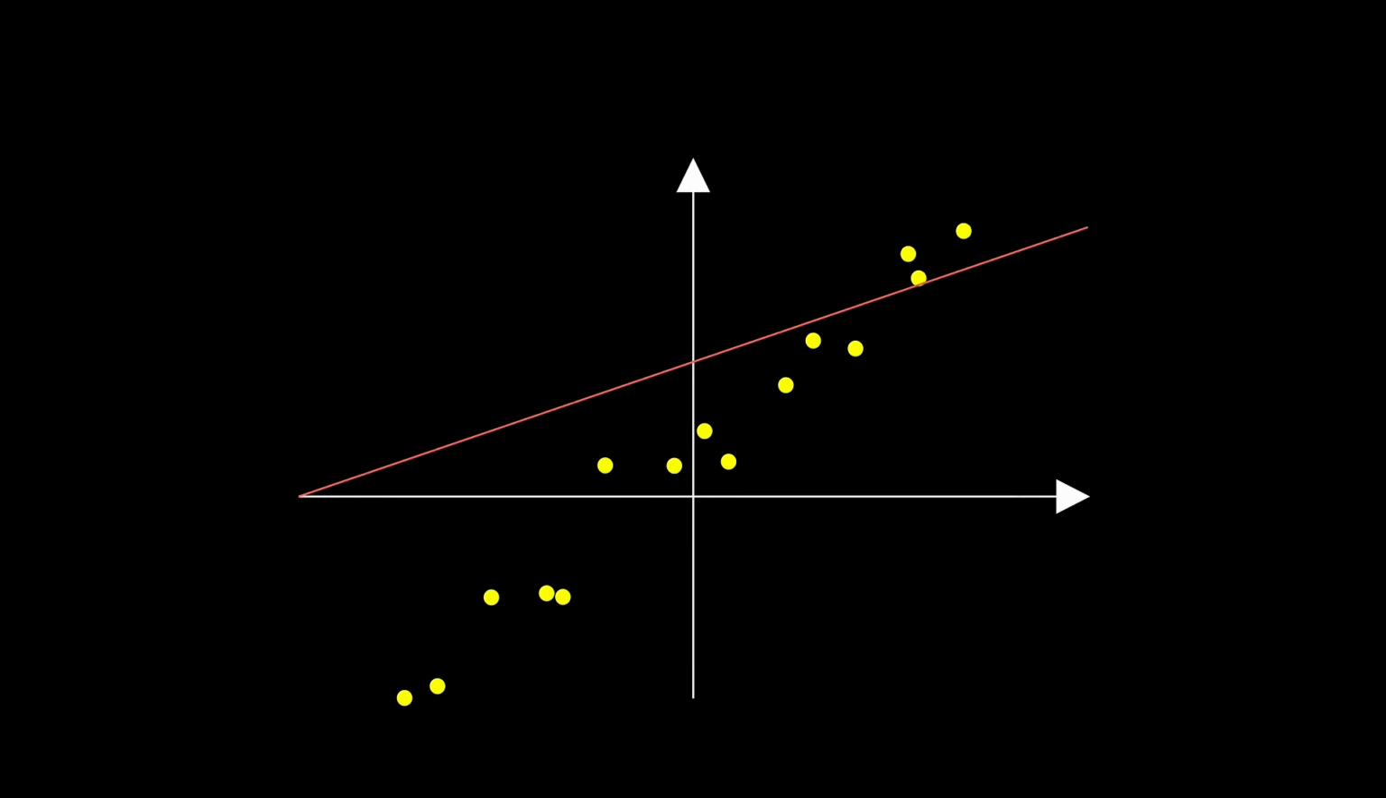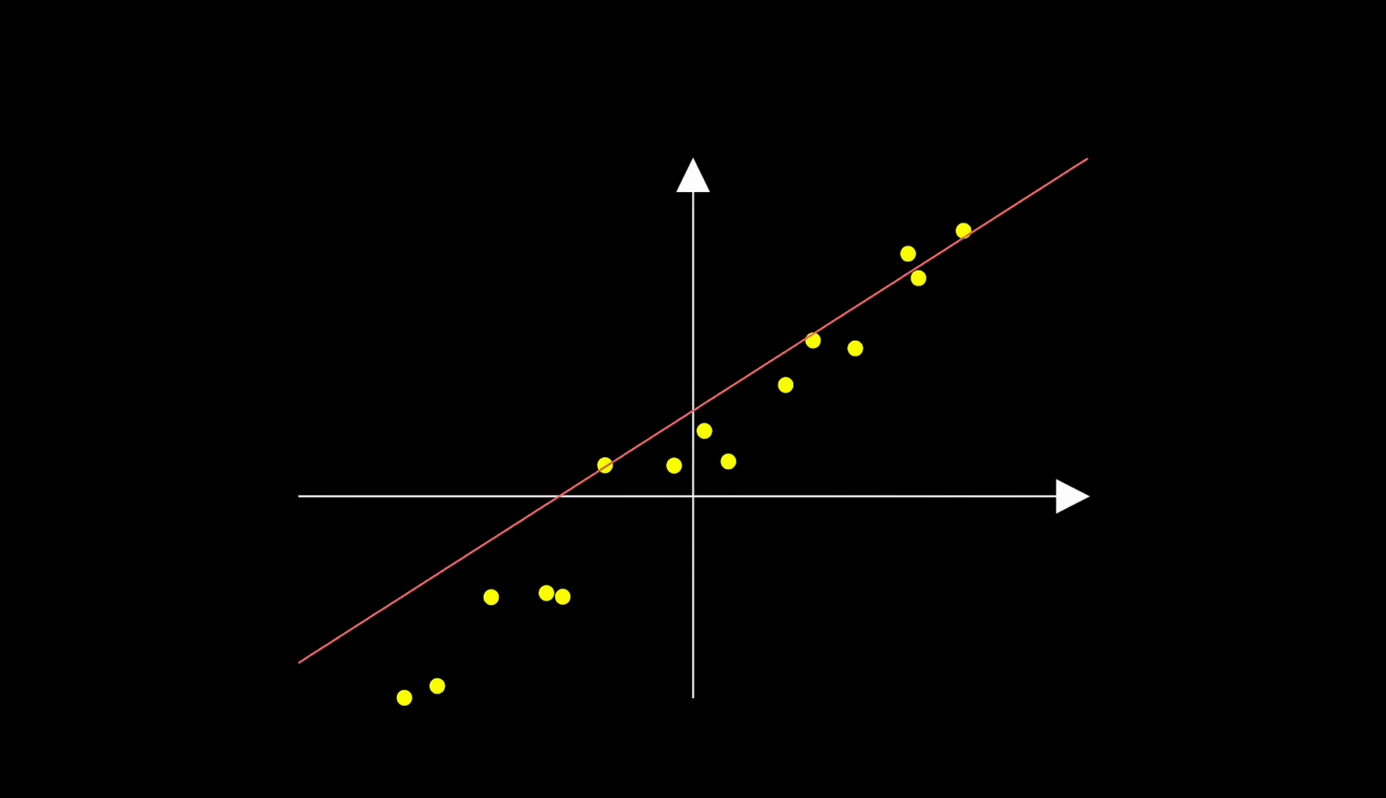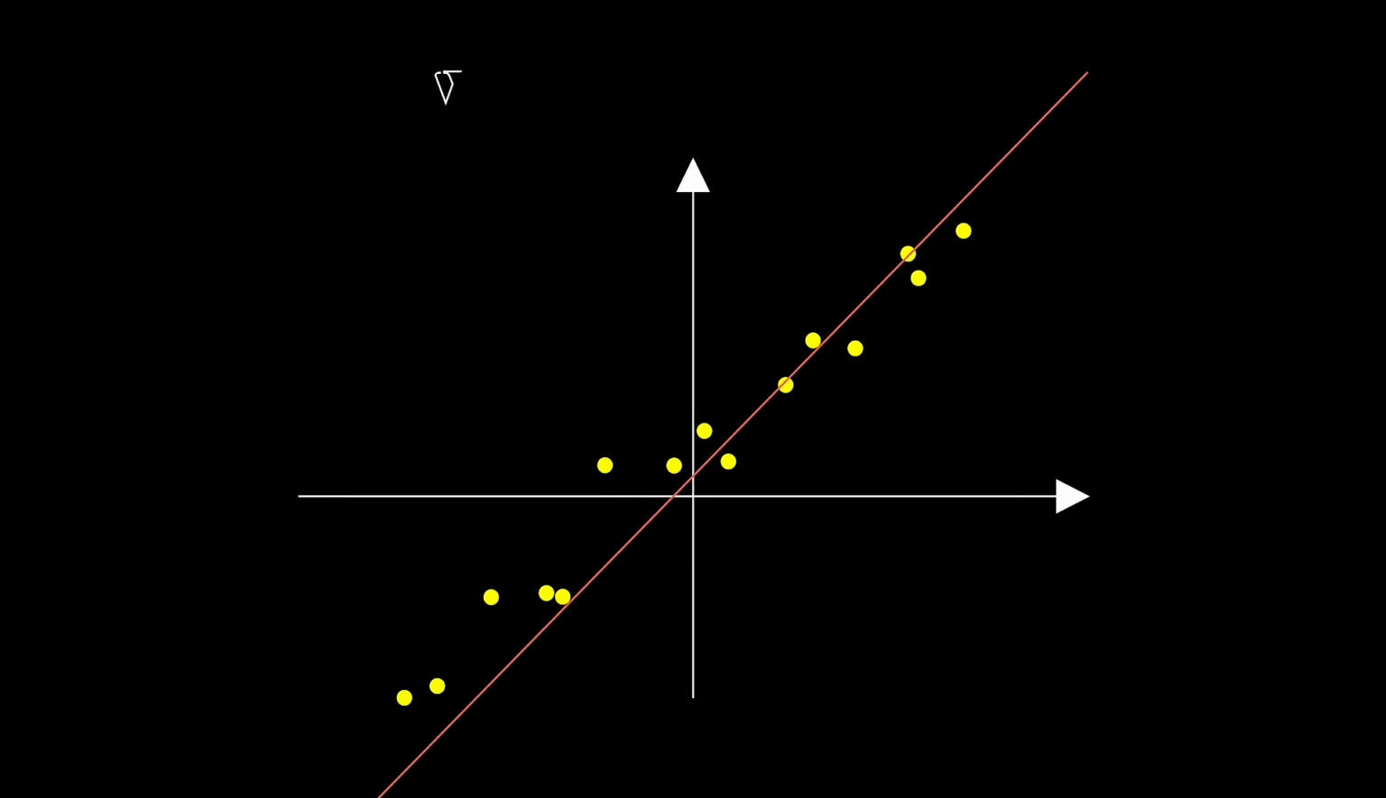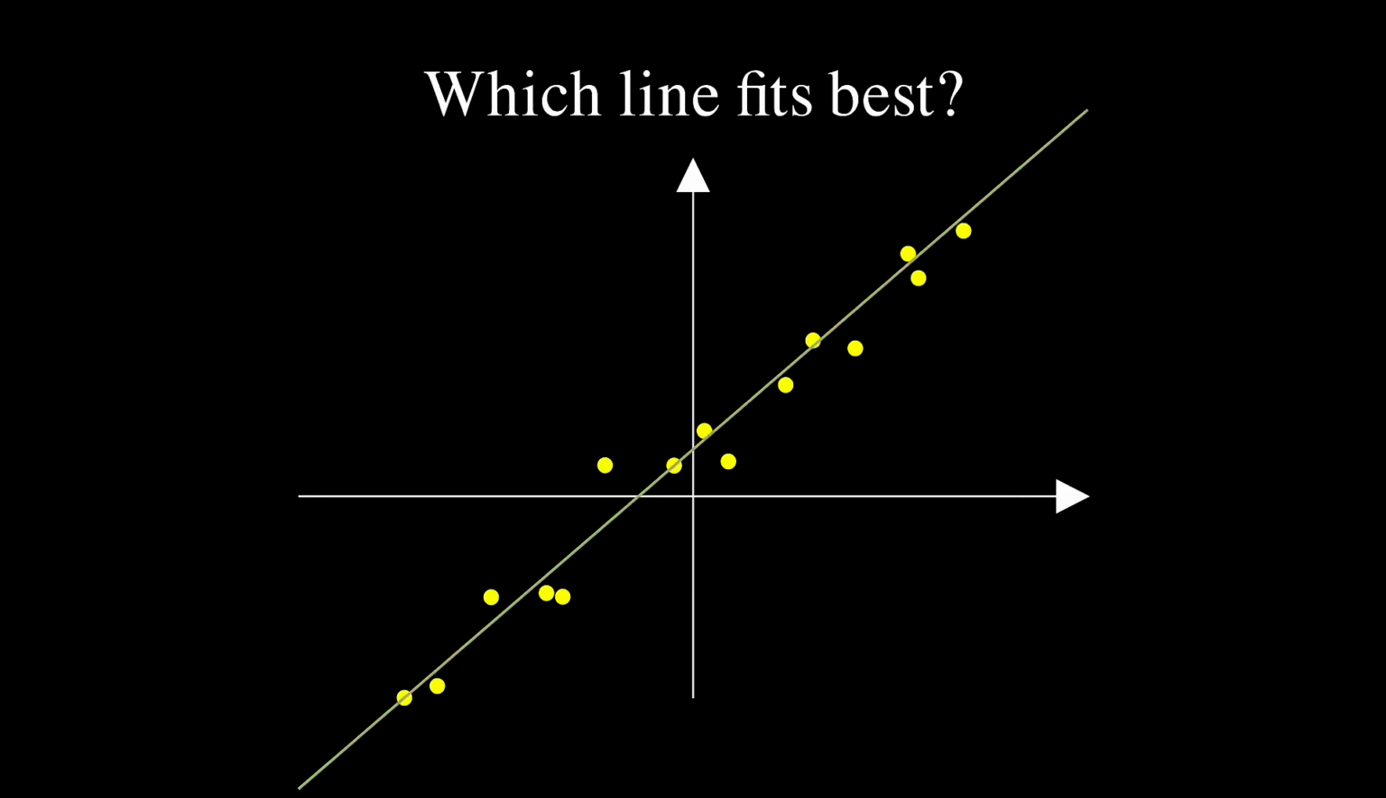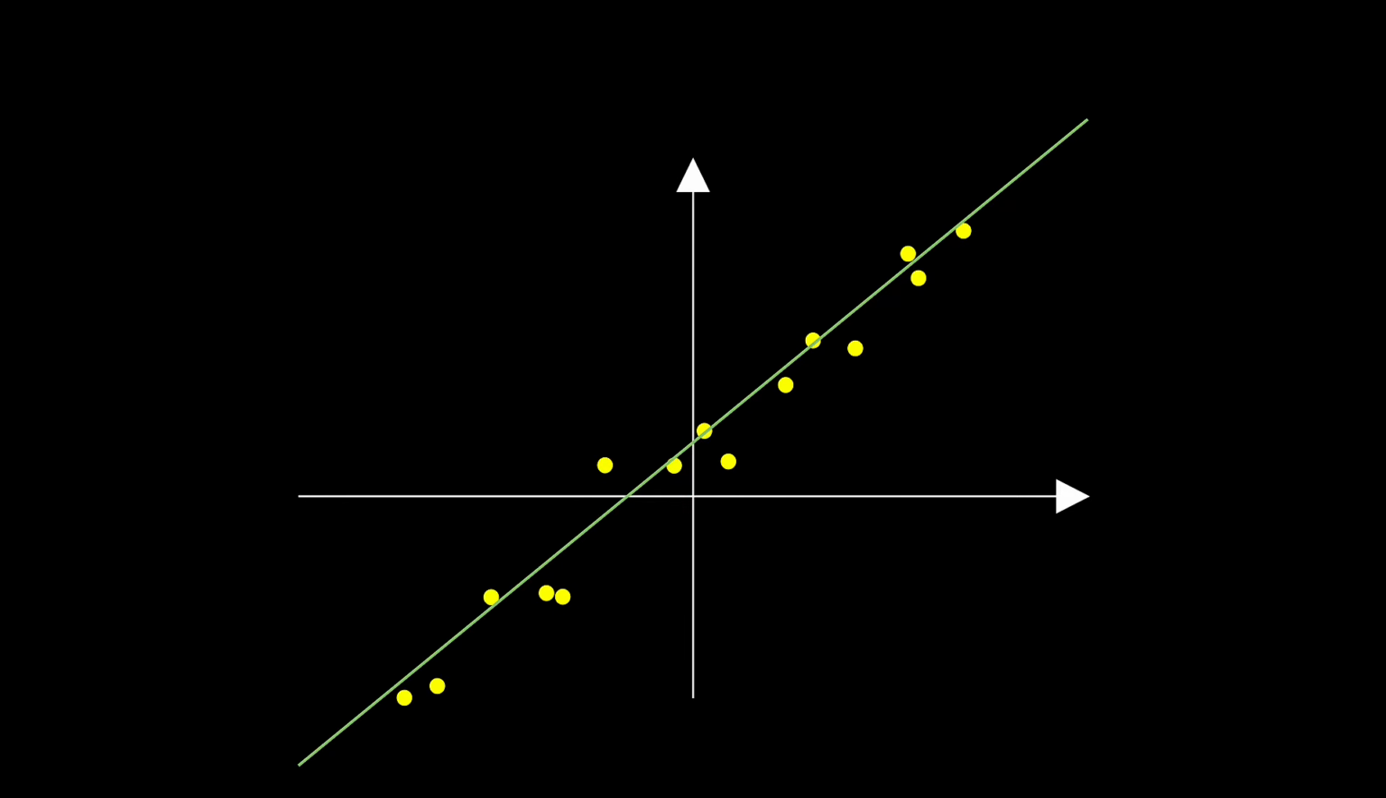And this brings us to a fundamental question the statisticians have been asking for over 200 years. Which line fits best? The answer to this question is what we call linear regression, and it's probably the most widely used statistical technique in the world, powering everything from weather predictions to stock market analysis.